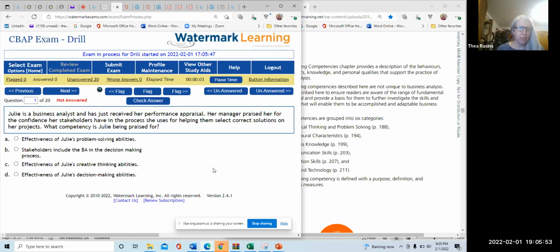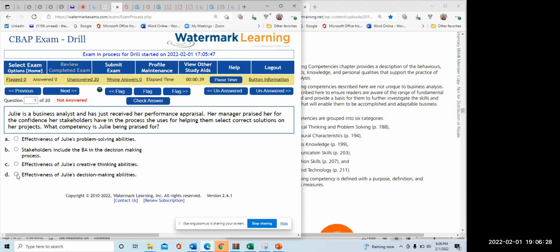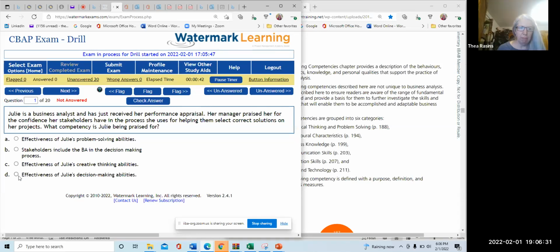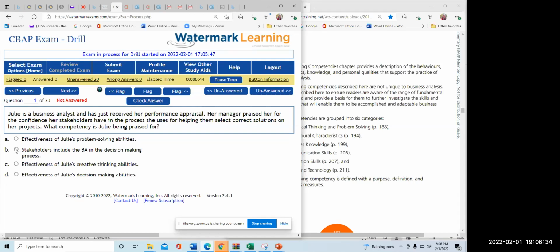Okay, let's do this. Julie just received her performance appraisal. Her manager praised her for the confidence her stakeholders have in the process she uses for helping them select correct solutions on our project. What competency is Julie being praised for? Problem-solving abilities, decision-making process, creative thinking abilities, or decision-making abilities? Maybe decision, something with decision. So would that be B, or D looks good to me. Yeah, B.